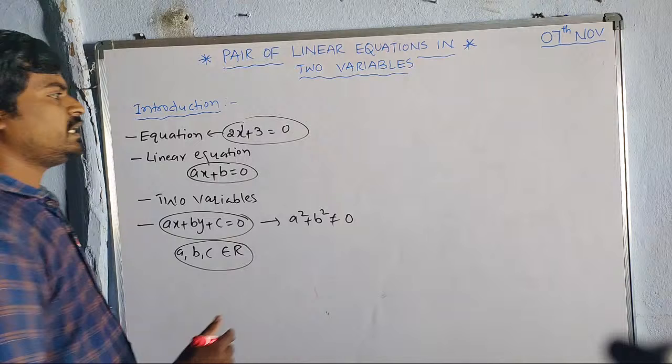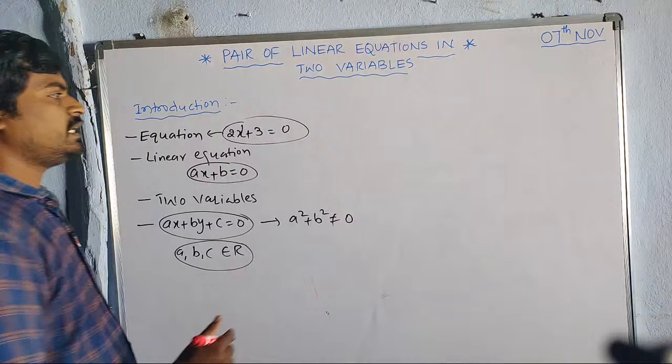So friends, you observe, substitute: 2 times 1 plus 3y plus 5 equals 0. So 2 plus 3y plus 5 equals 0. Here 2 plus 5 is 7, 7 plus 3y equals 0, 3y equals minus 7. So y equals minus 7 by 3. So what is the solution here? The x value is 1, the y value is minus 7 by 3.